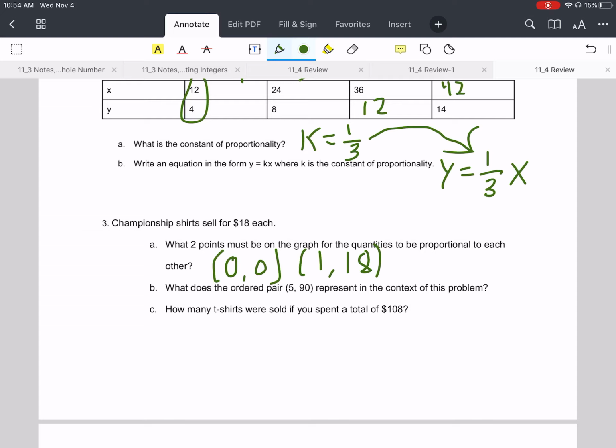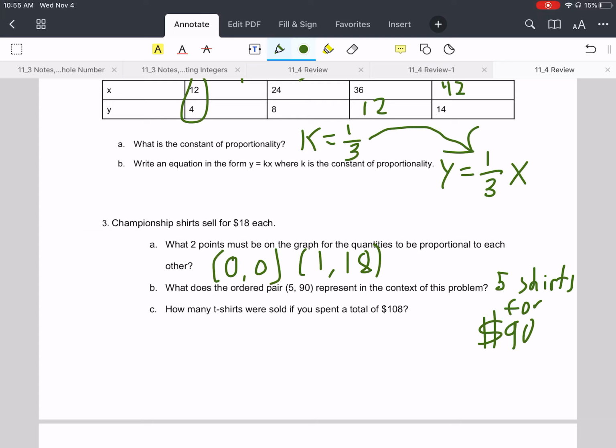For 3b, the ordered pair 5, 90, the x value is 5, and that would represent the number of shirts. So 5 shirts. And the y value is dollars, for $90. It's a little cramped, but we'll be okay.